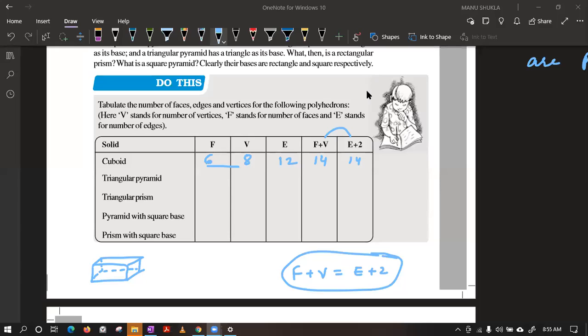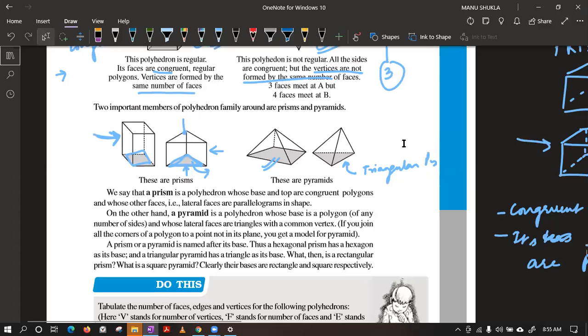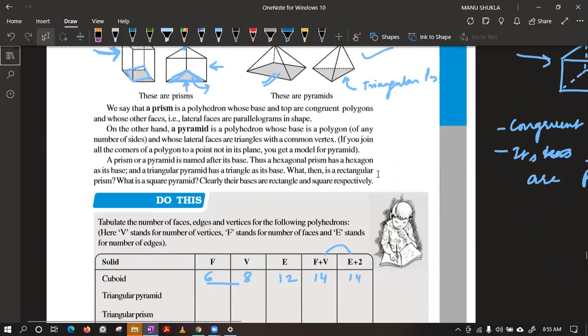Now, triangular pyramid. Anyone? How many faces are there in a triangular pyramid? I think triangular pyramid means the base is a triangle and upside there are three of those. Show figure. Okay, 1 second. This was your triangular pyramid. Please tell how many faces are there? Okay, Vardhan. There are 4 faces in a triangular pyramid. Very good.